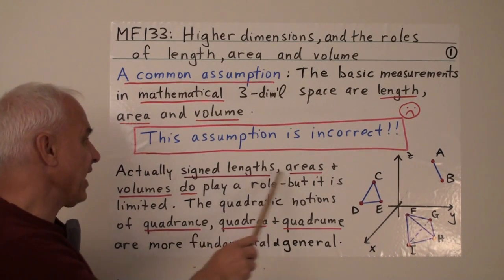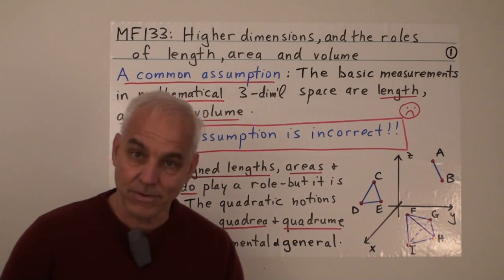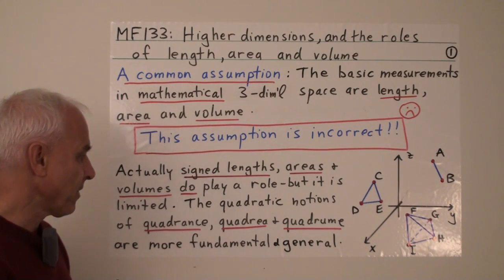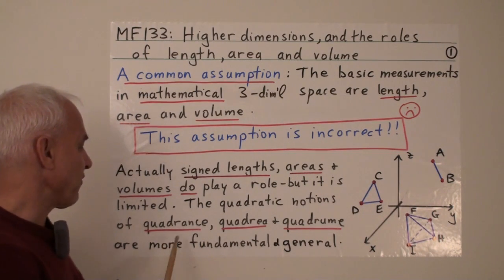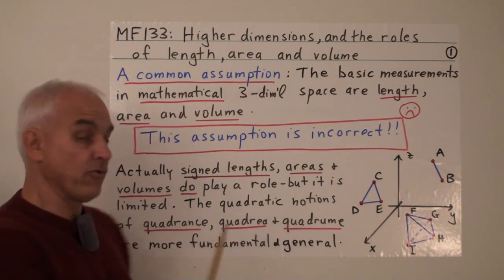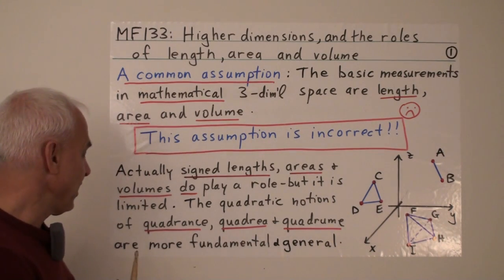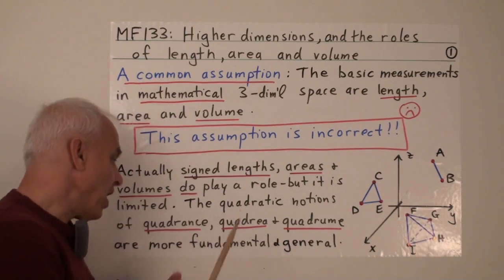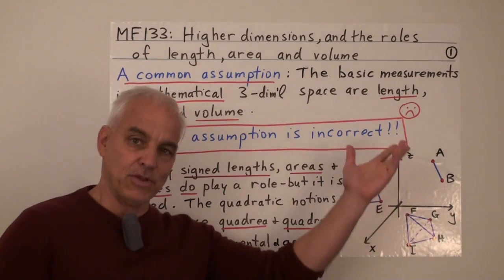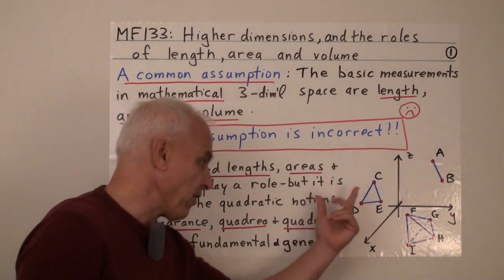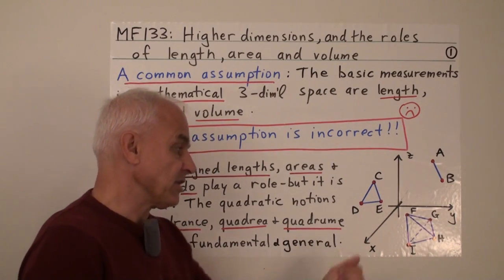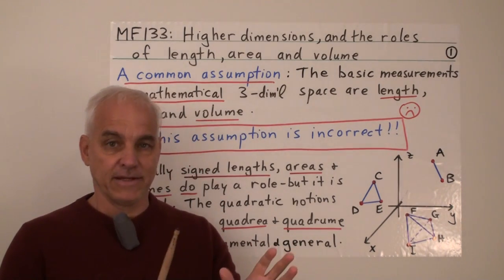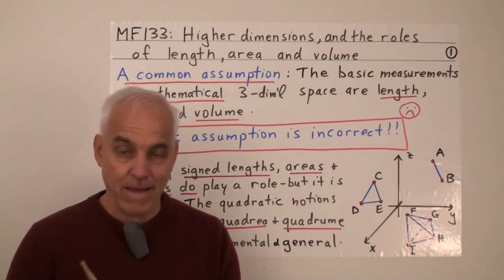So it turns out that signed lengths, areas, and volumes do play a role, okay? But it is much more limited than what is usually imagined. Instead, the quadratic notions of quadrance, quadrea, and quadrume, a new term which we'll introduce, they are more fundamental and general. So up to a constant, quadrance is just the square of the usual length, quadrea is just the square of the usual area, and quadrume is just the square of the usual volume. And there are some constants there that are chosen to make things a little bit pleasant mathematically.